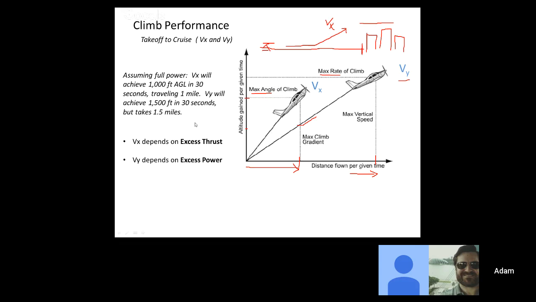And then just one more quick note on thrust versus power, and I'm going to give a little analogy. VX depends on excess thrust, and VY depends on excess power. And it goes like this. This is the easiest way to understand this. Imagine you're riding your bike up an extremely steep hill. In order to get to the top of that hill in the shortest distance, you're going to be pedaling that bike with as much force as you can, like out of the saddle type force.